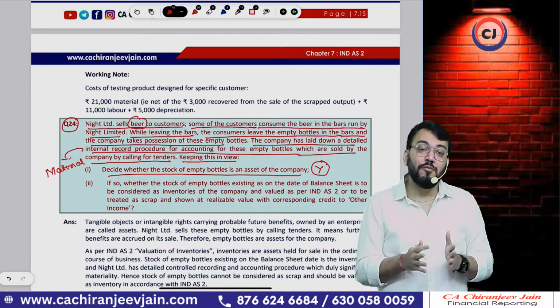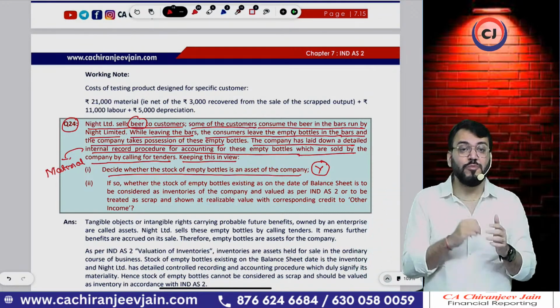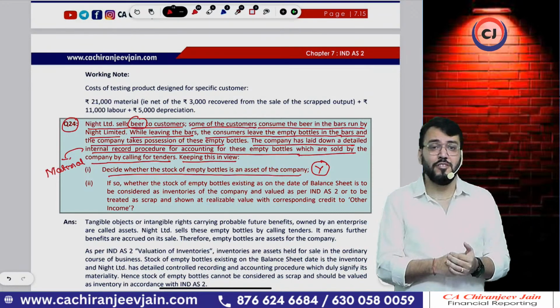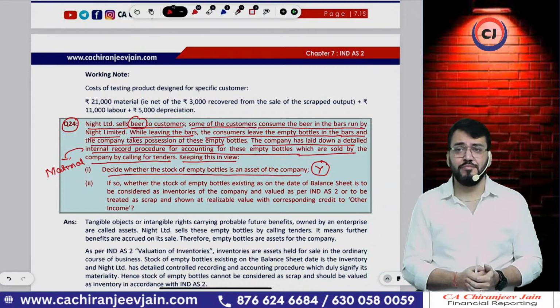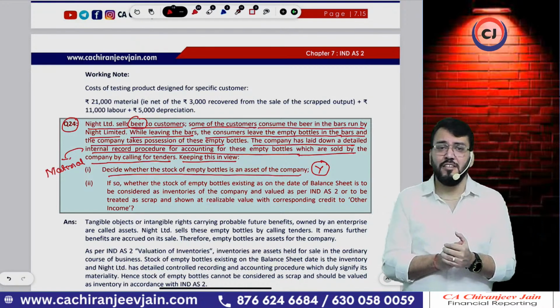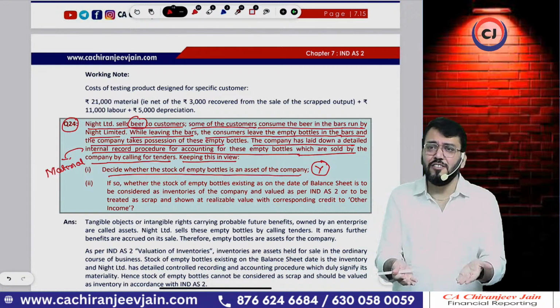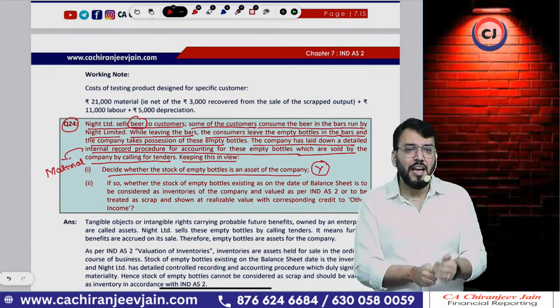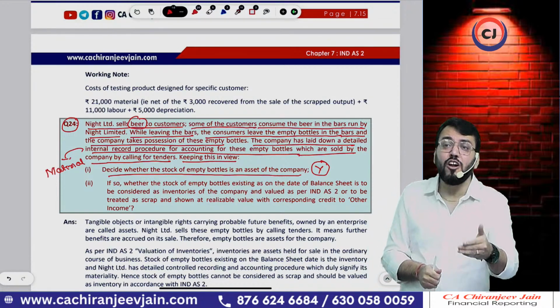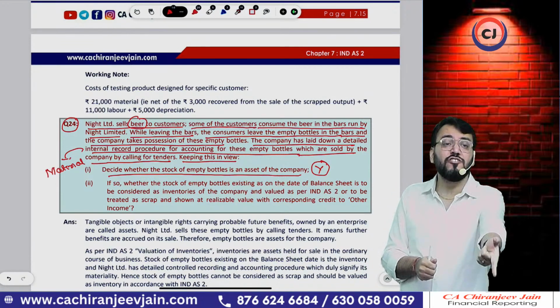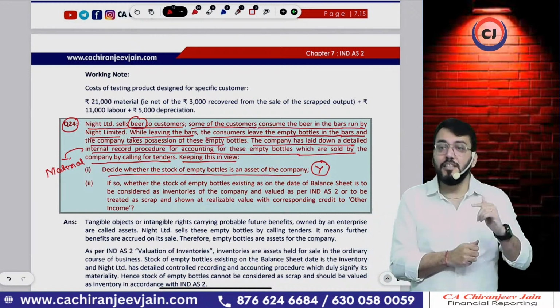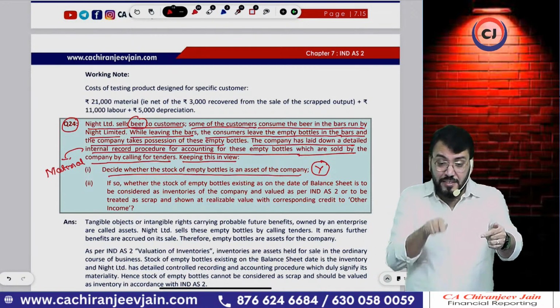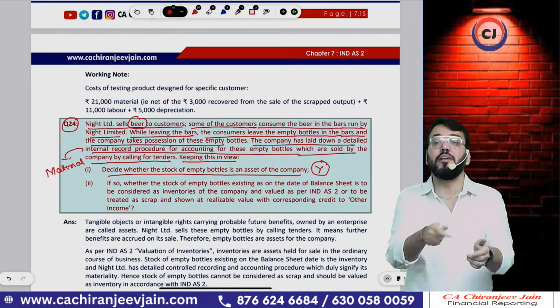It is held for sale in the ordinary course of business. It is ordinary course; normally it happens. Normally a customer will leave an empty bottle. Can you say it may not be a part of business, but it is incidental to business? It may not be part of the business, but it is incidental because it happens because of the business.